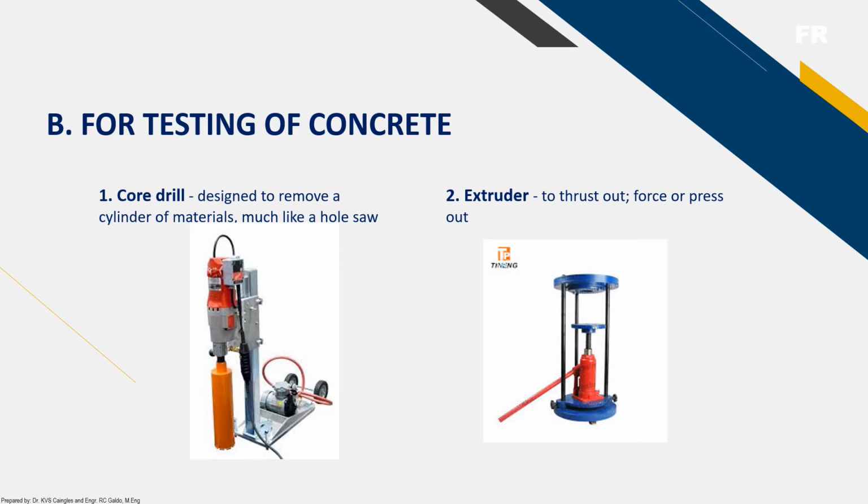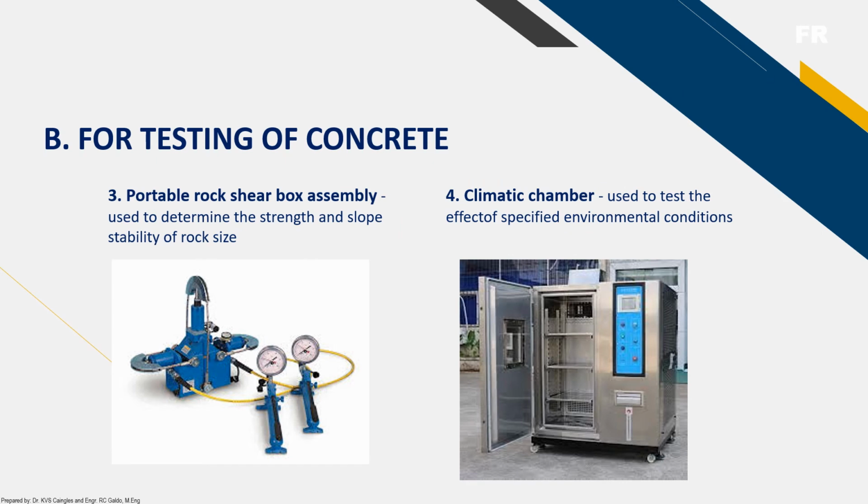Okay, we also have here, for the testing of concrete, the extruder, used to thrust out or force or press out. Extruder, basically. Okay. We also have here the portable rock shear box assembly. It is used to determine the strength and slope stability of rock sites. We also have here the climatic chamber. It is used to test the effects of specified environmental conditions on your concrete.